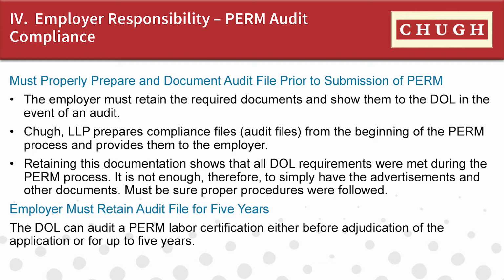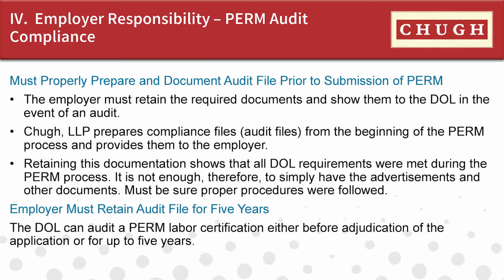During the PERM process, it is not enough to simply have the advertisements and other documents. It is necessary to be sure the proper procedures were followed in order to satisfy the DOL in the event of an audit. Employer must retain audit file for 5 years.